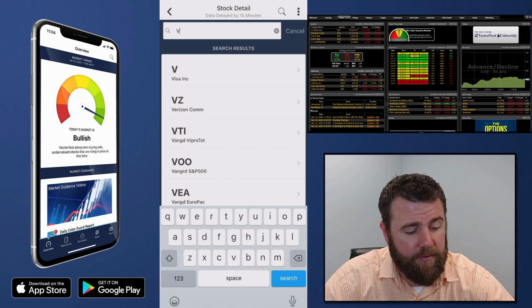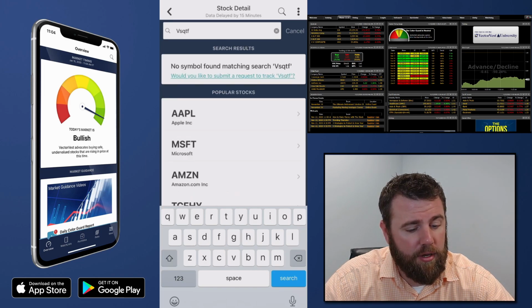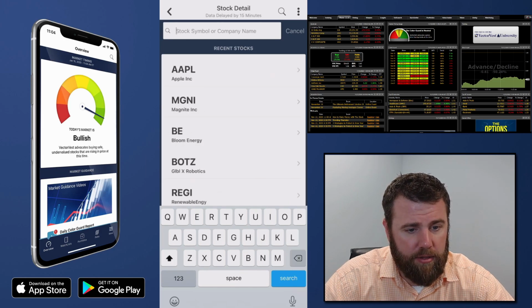VSQTF. Not finding that there. Who was that? Let's see. Jose, let me know what market that's in. We can switch it if need be.